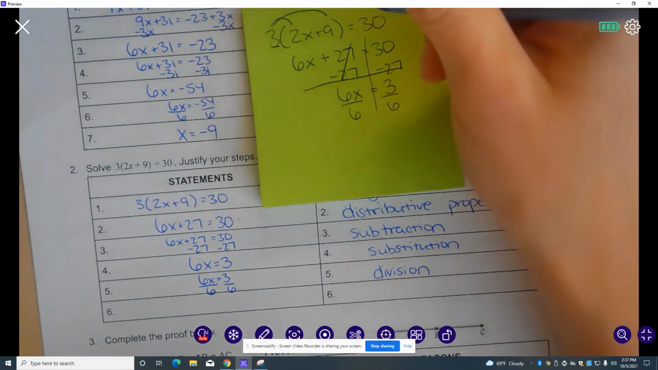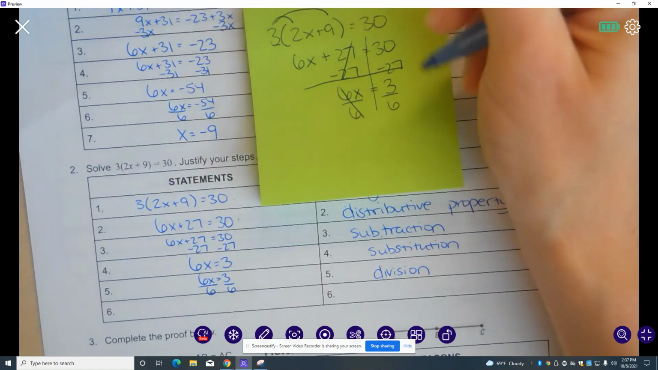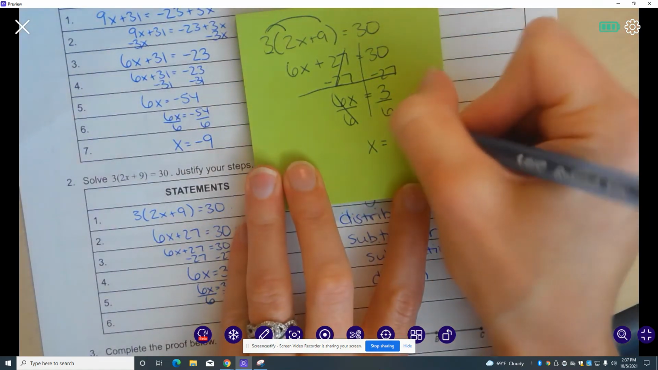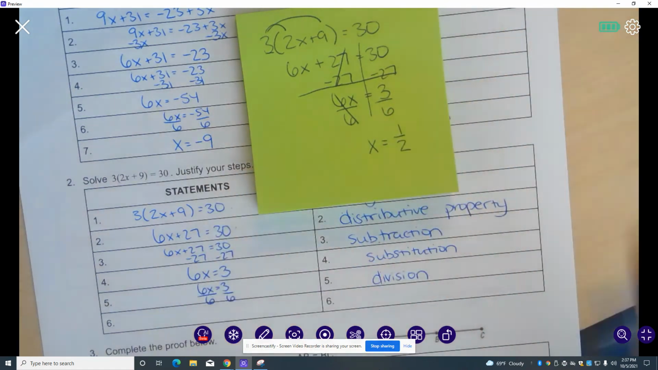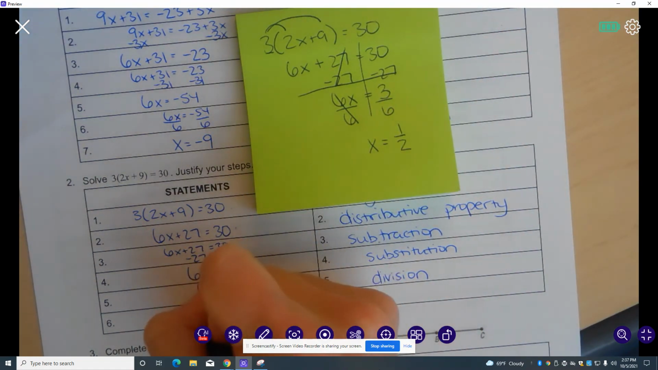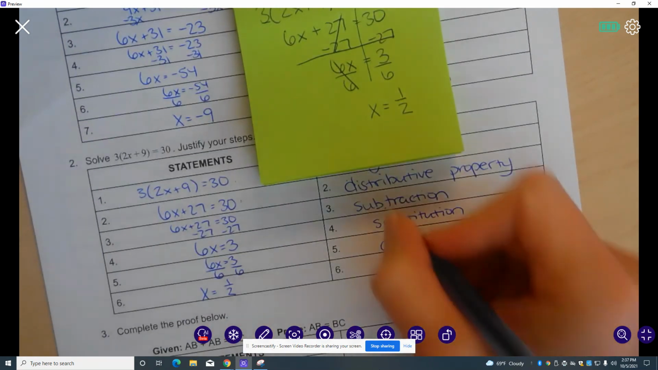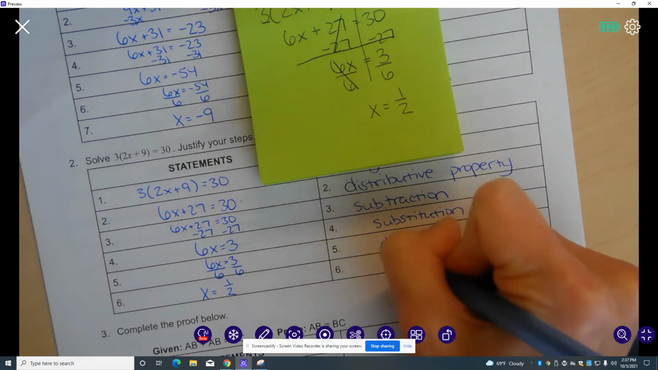And finally, I'm going to cancel and simplify, right? 3 divided by 6, or 3/6, that simplifies to 1/2. So x is equal to 1/2. Since I simplified and got my final solution, I used substitution.